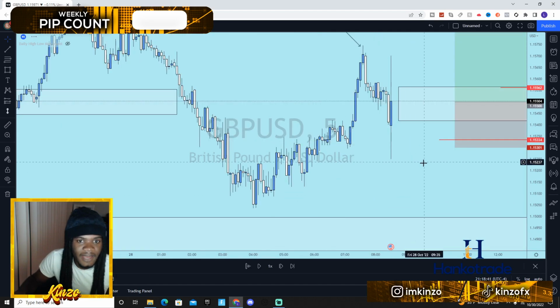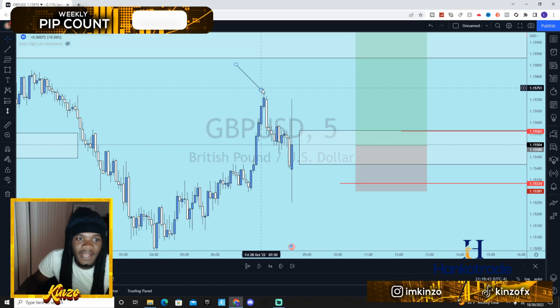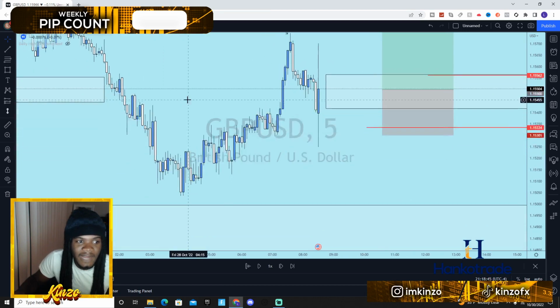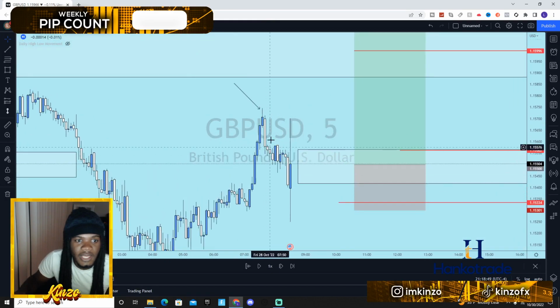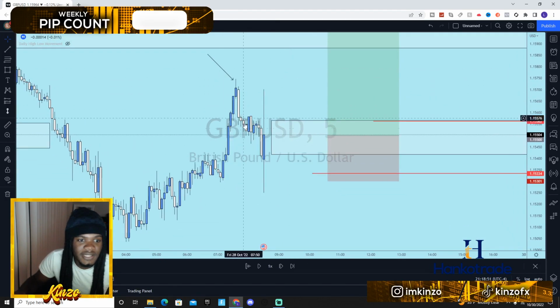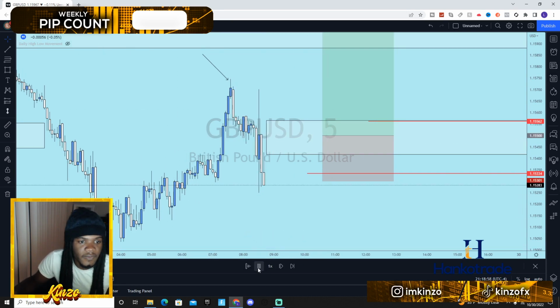Let's go over here to the 5-minute and let's see what happened. We now got this high that price formed, right? After it broke structure, it did that old stop hunt. We came up here and made this high. Price ended up making another low, right? Now let's click play. We're gonna look and see what happened.